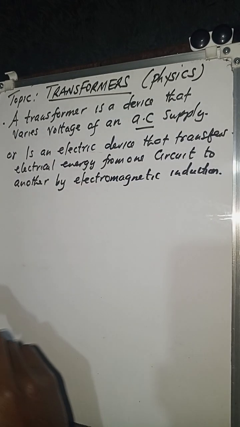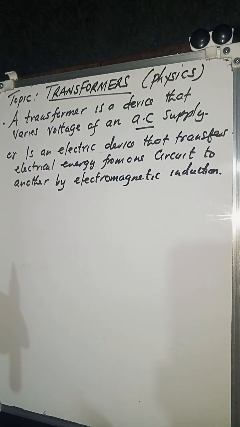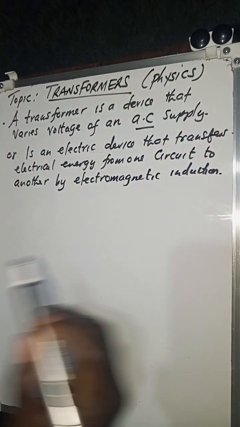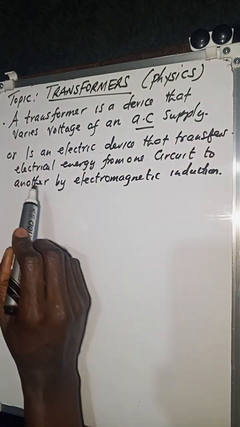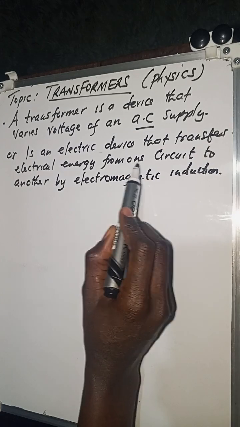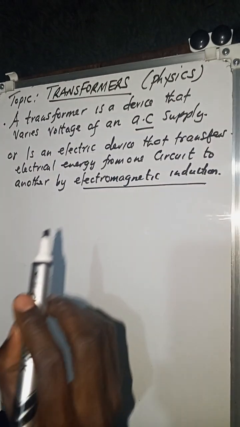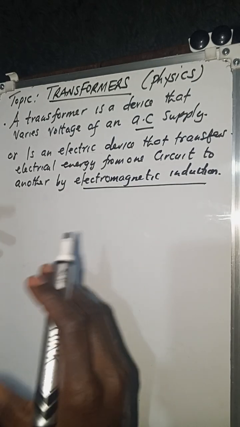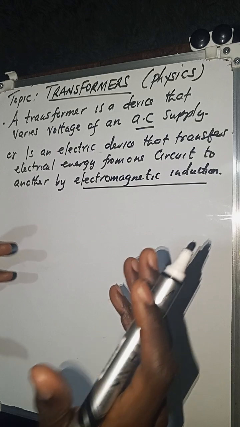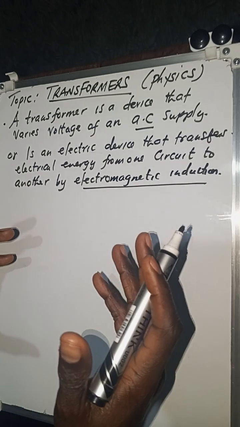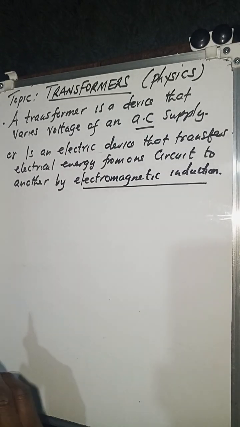So what exactly is a transformer? Well, we can say that a transformer is a device that varies voltage of an AC supply, or we can simply say that a transformer is an electric device that transfers electrical energy from one circuit to another by electromagnetic induction. Now, in transferring this energy, a transformer can step up or step down the voltage from the source. That is what you need to remember.